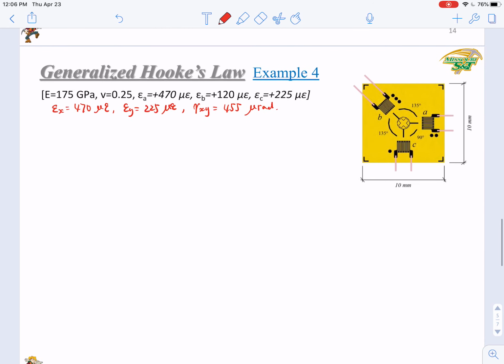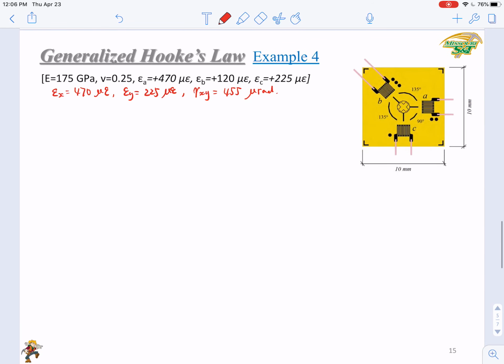Okay, then we can do the second step, step B. In step B, we will determine the stress state.